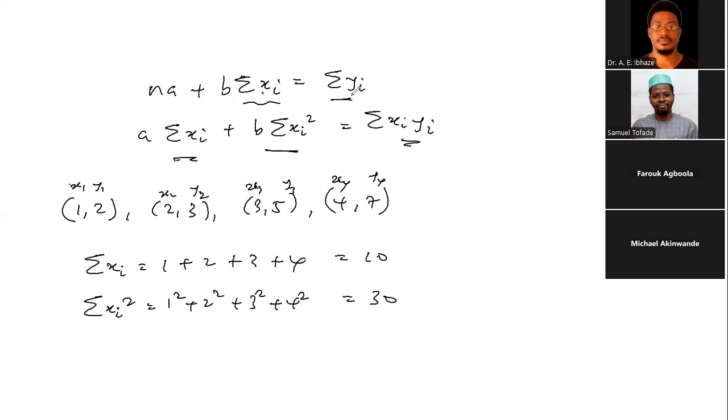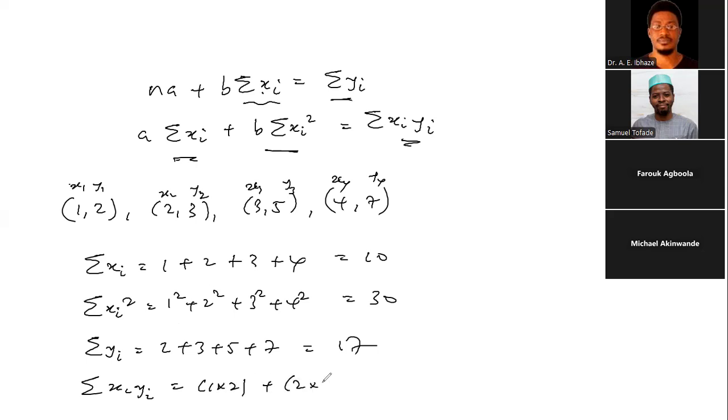So the next is the sum of y's, sigma y sub i, which will be 2 plus 3 plus 5 plus 7. That will be 17. And then sigma x sub i y sub i. So we multiply them: 1 times 2 plus 2 times 3 plus 3 times 5 plus 4 times 7. That will give us 50.